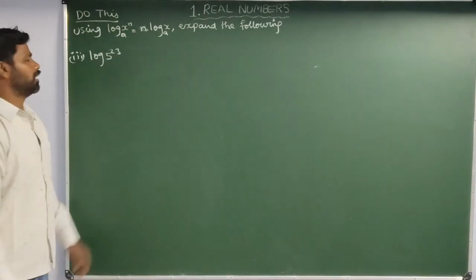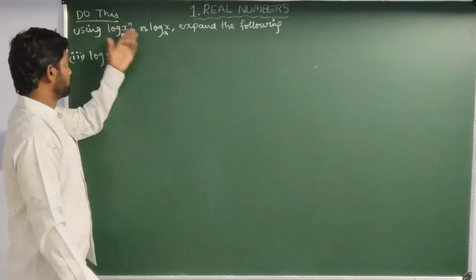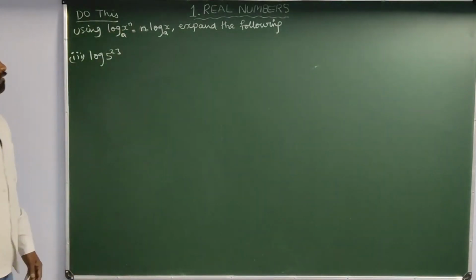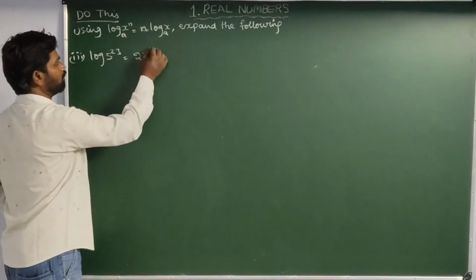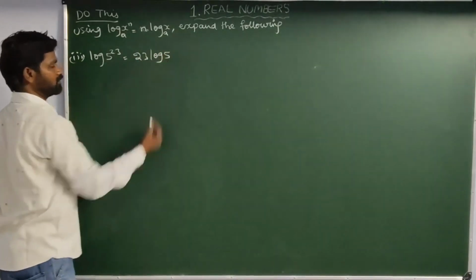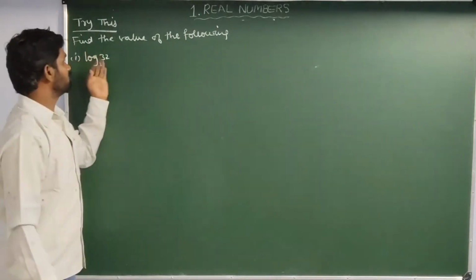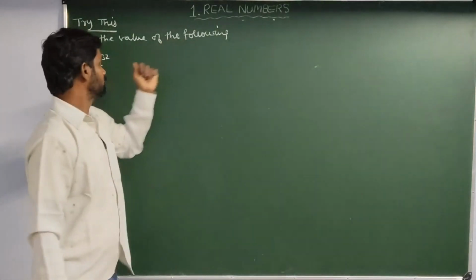Okay, third question, log 5 power 23. By using the power rule, we have to solve this question. It's very simple. Power comes before the log. So 23 log 5. So this is the answer. Right, try these questions. Find the value of the following.